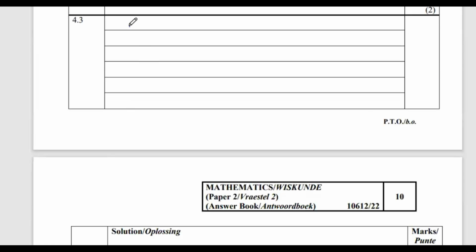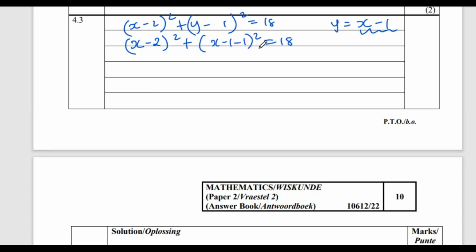Okay, so we said (x − 2)² + (y − 1)² = 18. And then we have y = x − 1. Where there is y, I'm substituting. Let me just substitute. So I'm going to have (x − 1 − 1)² = 18. Open this up, I'll have x.